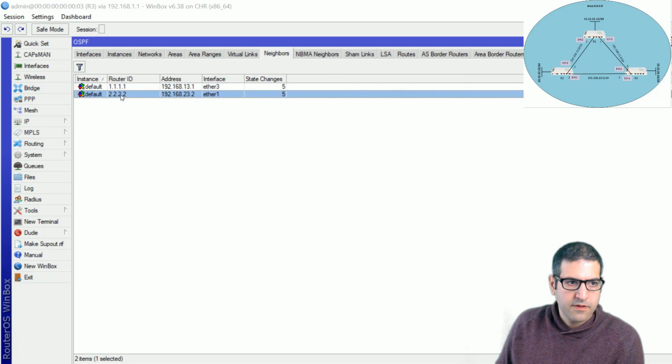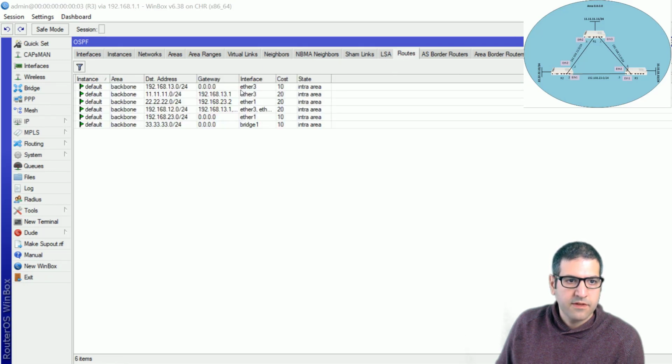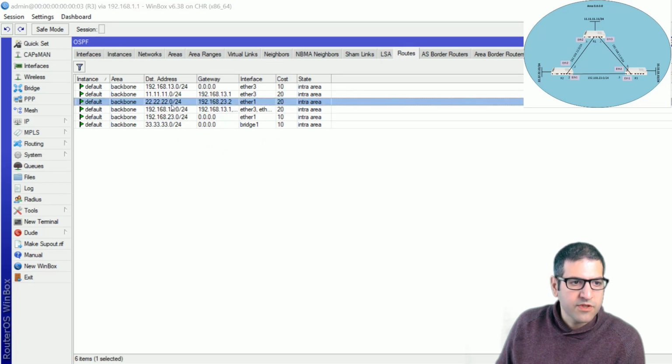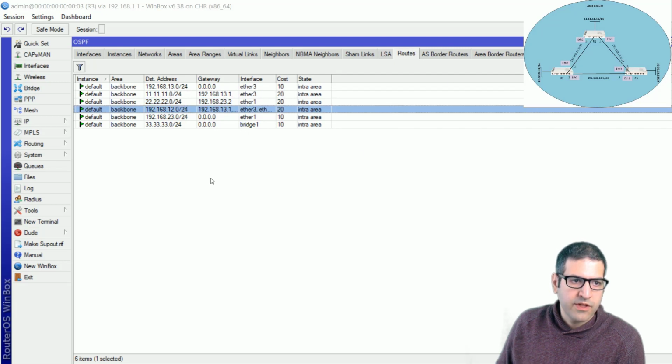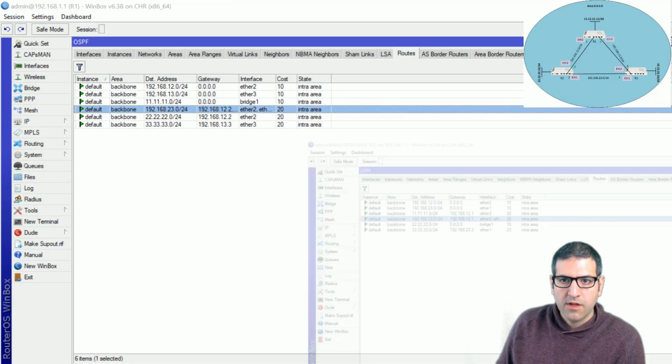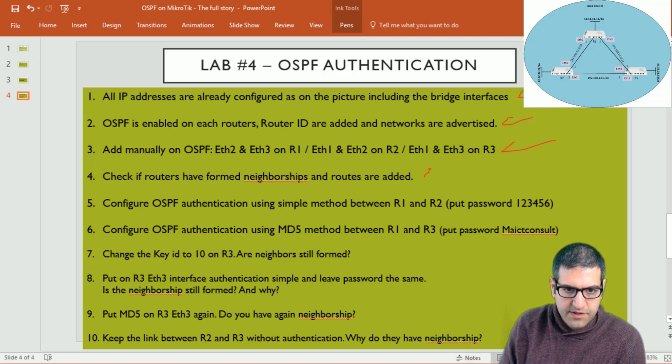Neighbors. Router 3 is forming neighborship with the two other routers, and here are the routes. Router 3 knows about the routes from router 2, which are 22.22 and 11.11, and also 192.168.12, that's the link between router 1 and router 2. Alright, that's fine. That means all our configuration is correct till now. Now we start doing the authentication.